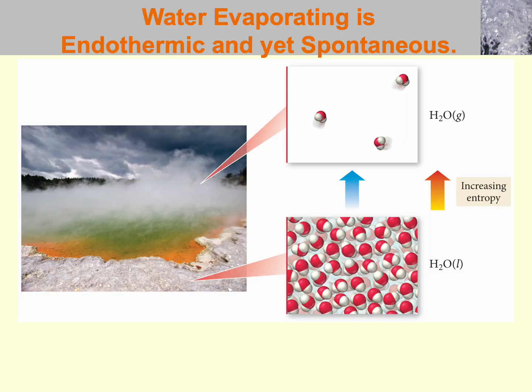Water evaporating is endothermic yet spontaneous for the same reasons again. It's going to have a positive delta H, which is not favorable. It's going to have positive enthalpy, but it's also going to have positive entropy because it's going from less freedom of motion to more freedom of motion. So that favors the entropy, more in the gas phase than in the liquid phase.